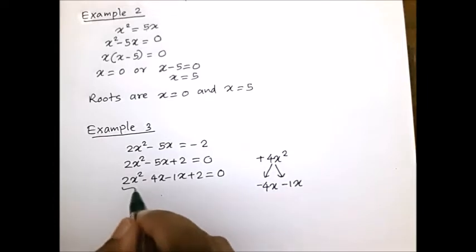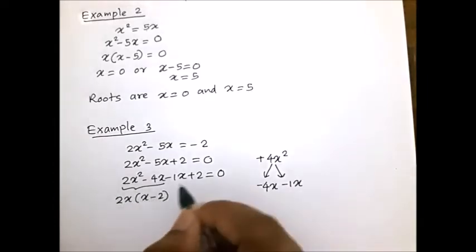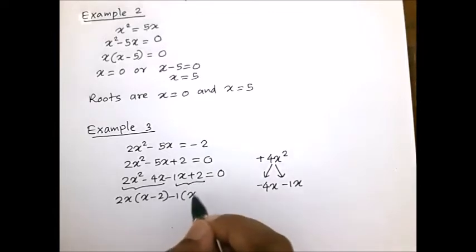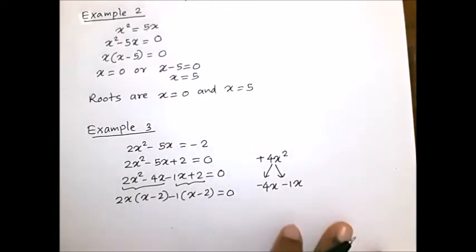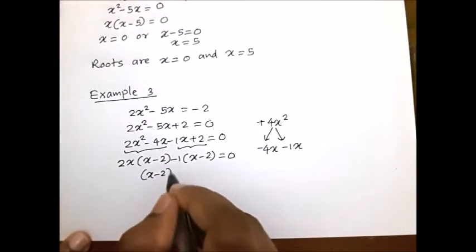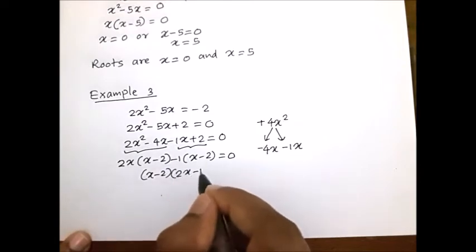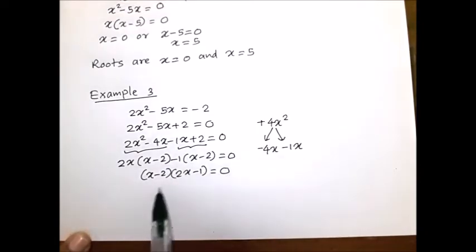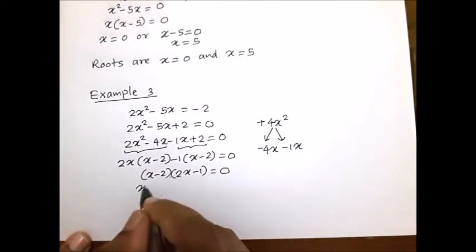Then factorize. Take common terms. 2x is common, (x minus 2). Here minus 1 is common, (x minus 2). Then here x minus 2 is common and the remaining is 2x minus 1. Now here is a multiplication of two factors. If you multiply these two and the answer is 0, then x minus 2 equals 0 or 2x minus 1 equals 0.